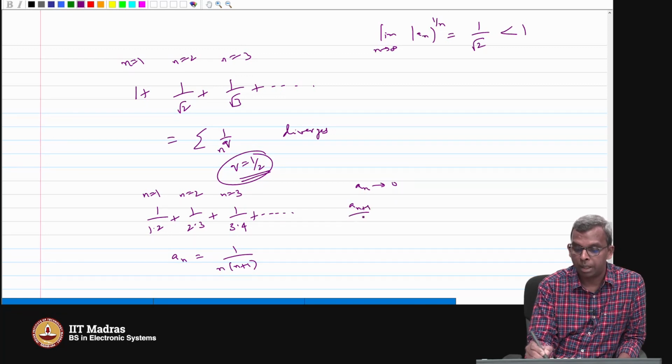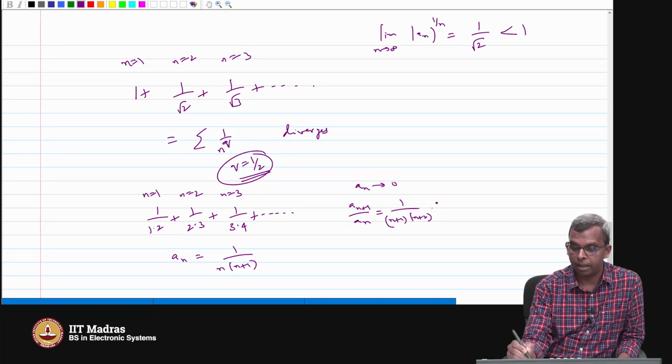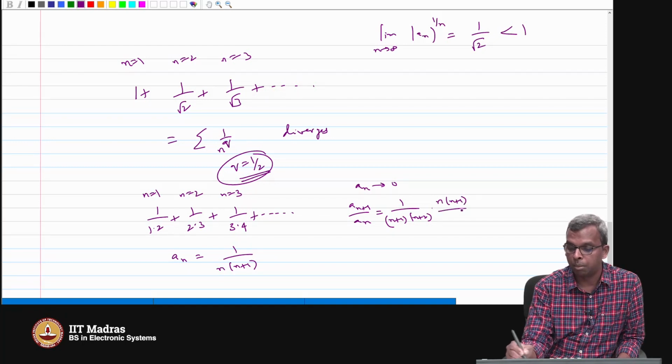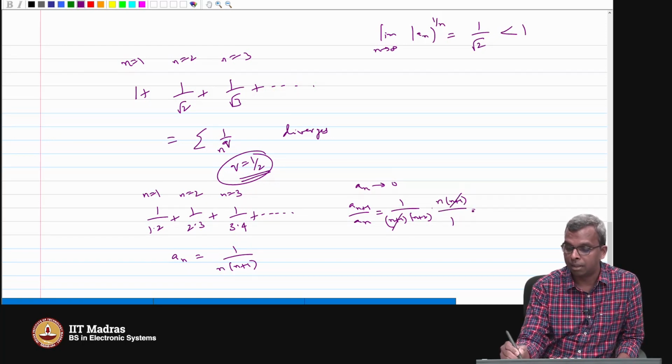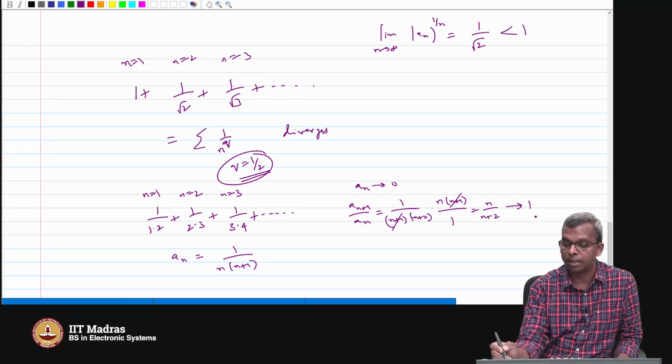a n plus 1 by a n, which will be 1 by n plus 1 into n plus 2, times 1 by a n. So n into n plus 1 by 1, n plus 1 may cancel, but you get n by n plus 2. So the limit tends to 1 as n tends to infinity. So this also does not work.